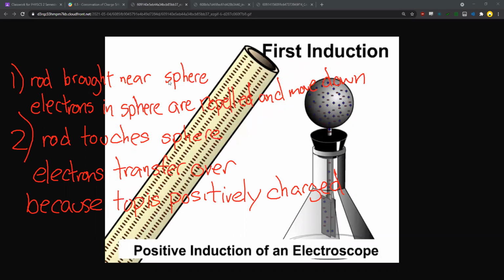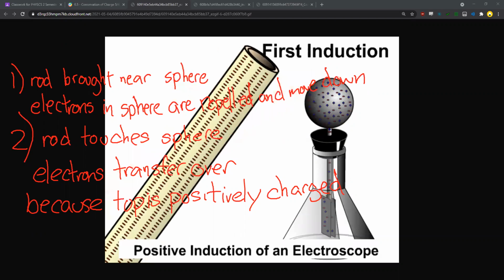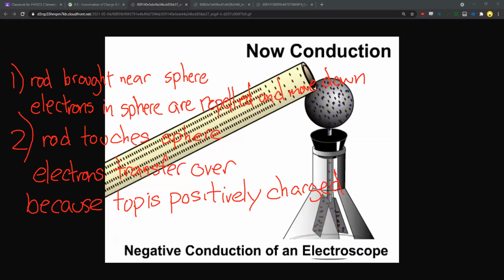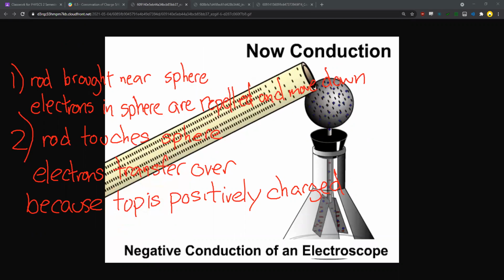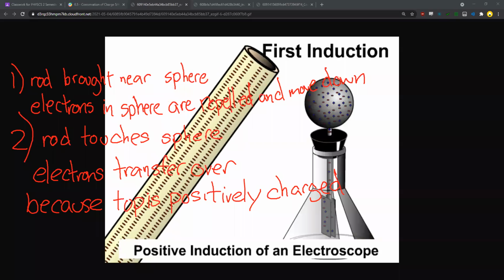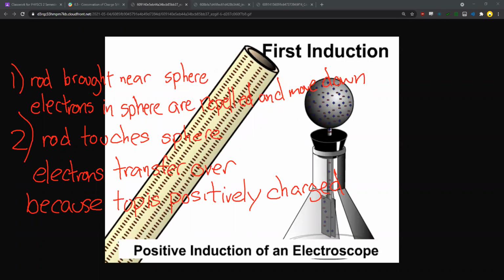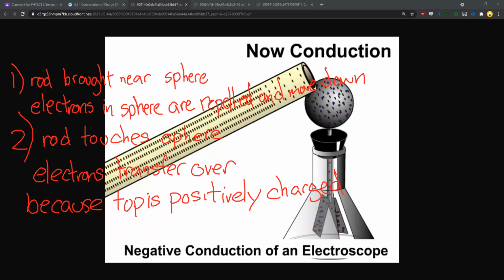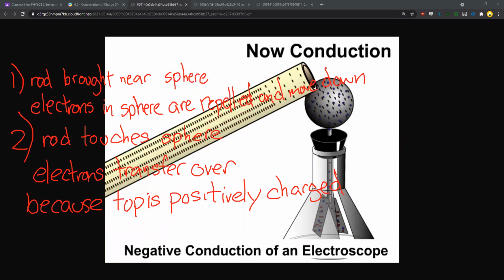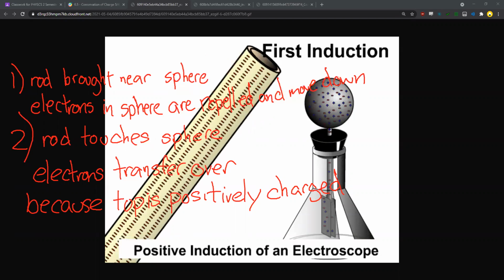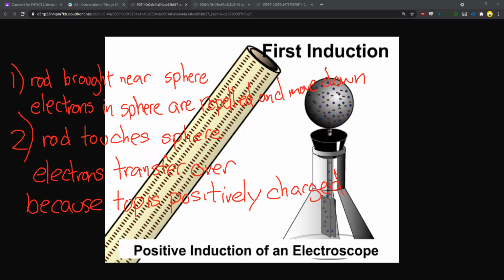I'll give you guys 30 seconds to a minute. Please don't finish the entire thing. Go to Formative.